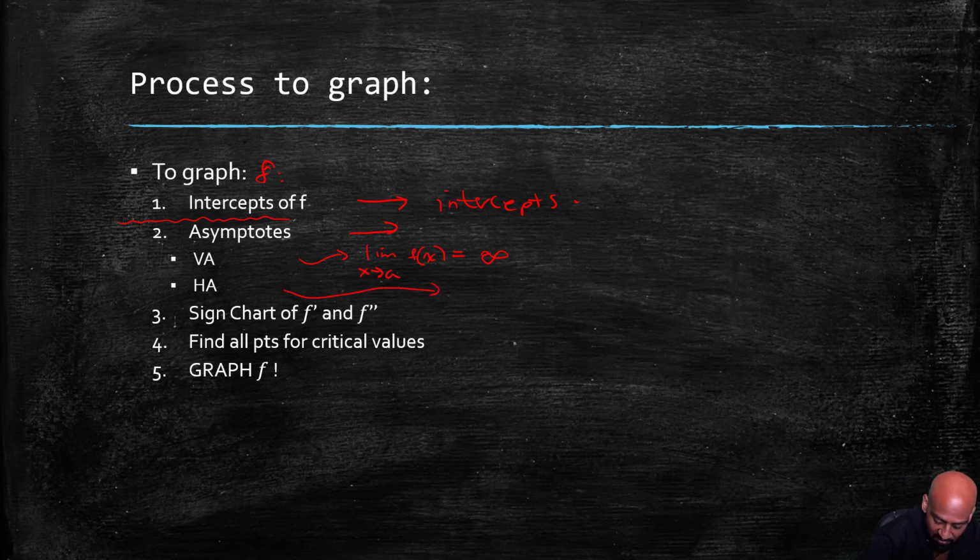For horizontal asymptotes, the calculus way of doing this is taking the limit as x goes to plus or minus infinity and seeing if it equals a number. If it equals a number, great, then we have a horizontal asymptote. If it doesn't, then it just blows up or blows down, depending on whether it goes to infinity or negative infinity. Okay, and these are the two guys, f prime and f double prime.